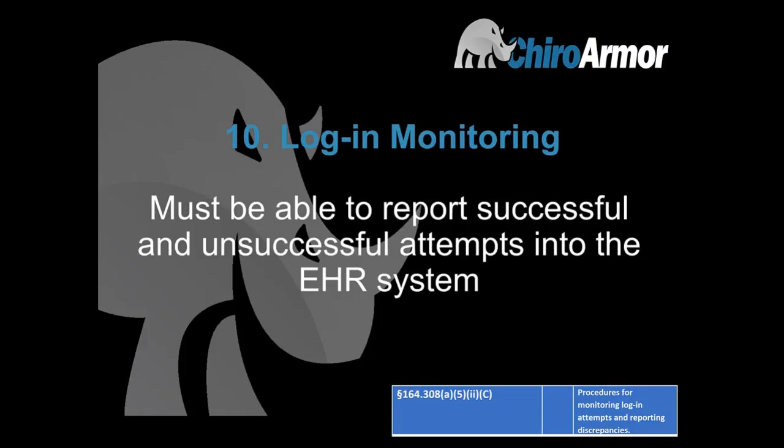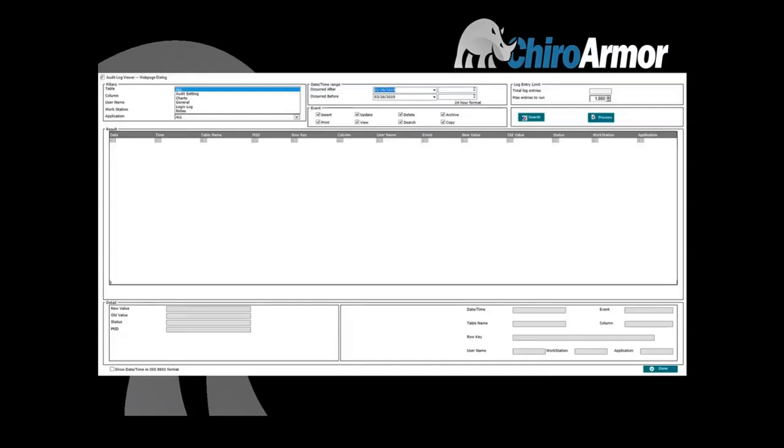And what we need to be able to do is report any successful or unsuccessful attempts that are coming into our EHR system. Well, that is users or non-users trying to get into the system, into certain areas of the system, or non-users, hackers, if you will, trying to get into your system.